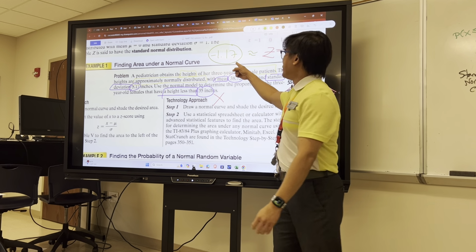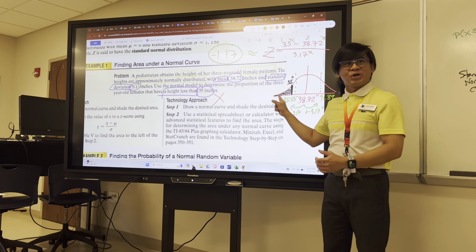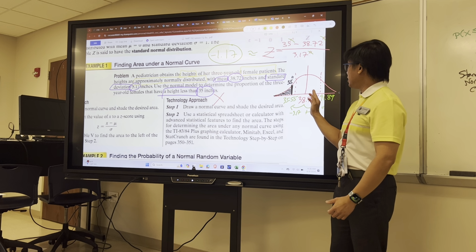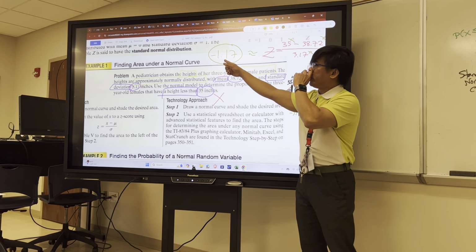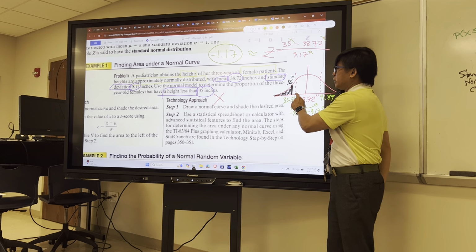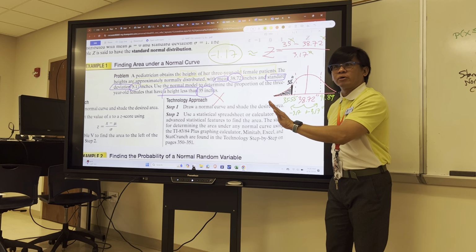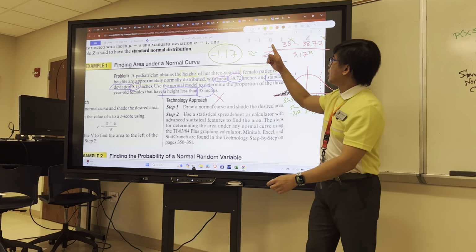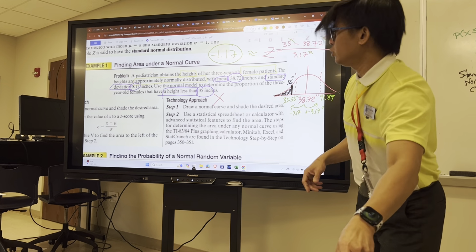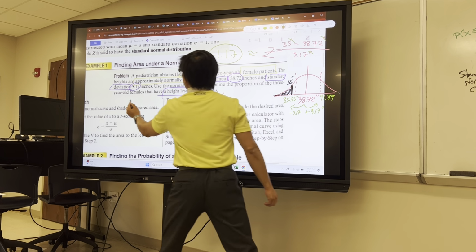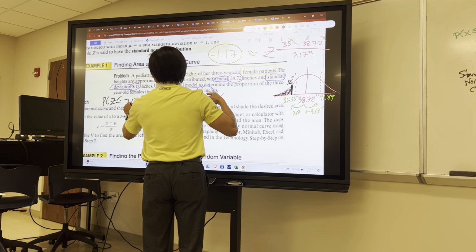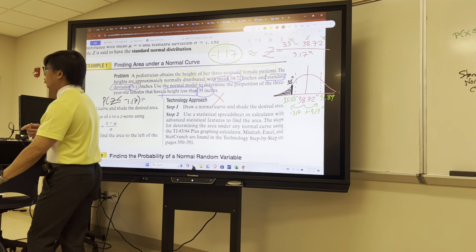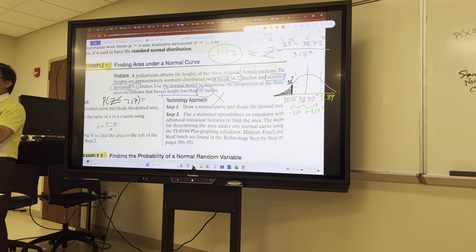Anyway, as you may notice, it's negative simply because it's to the left of our mean. If that's the mean, anything to the right is positive, and anything to the left of the mean is negative. So that's negative 1.72. That means it's below the negative 1 standard deviation mark. What's the probability that your z is less than or equal to negative 1.72? Now, we're going to use the table of values for z for such.